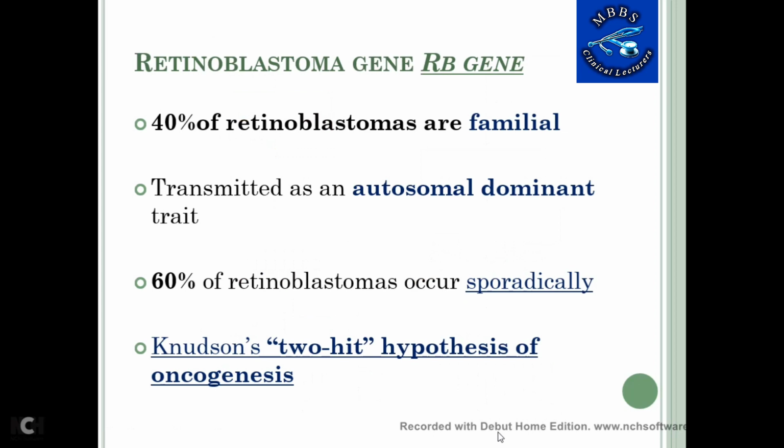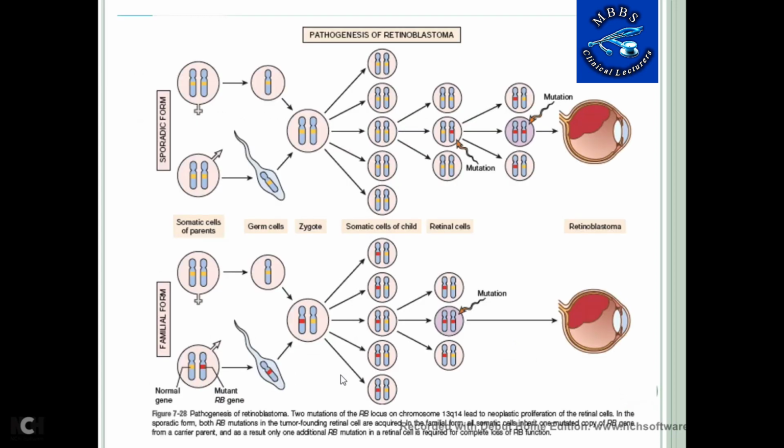Now, the retinoblastoma gene or RB gene is involved in 40% of retinoblastomas, which are familial, and the mode of transmission is autosomal dominant. 60% occur sporadically, and Knudson proposed the two-hit hypothesis of oncogenesis. Now, what is the two-hit hypothesis? You have to see this picture.